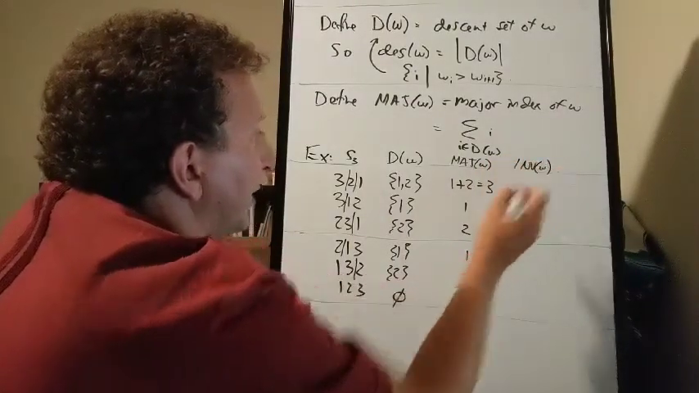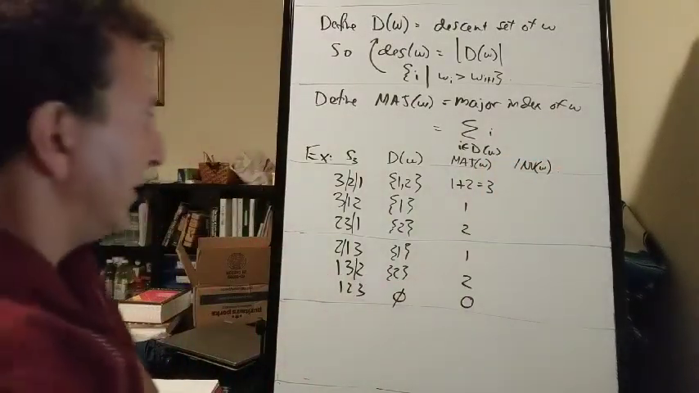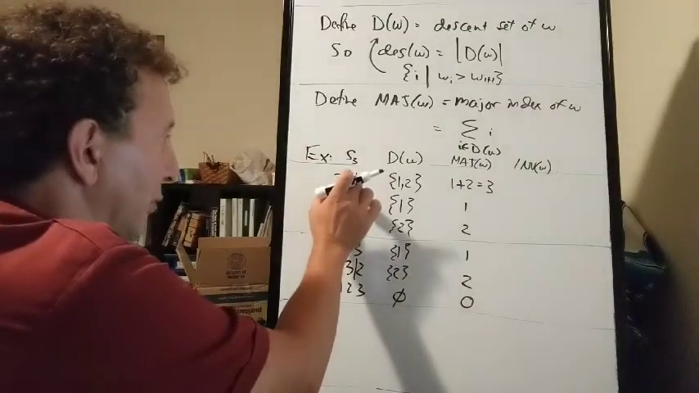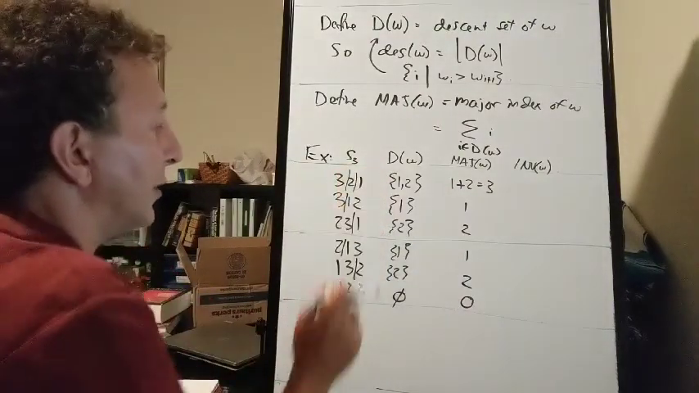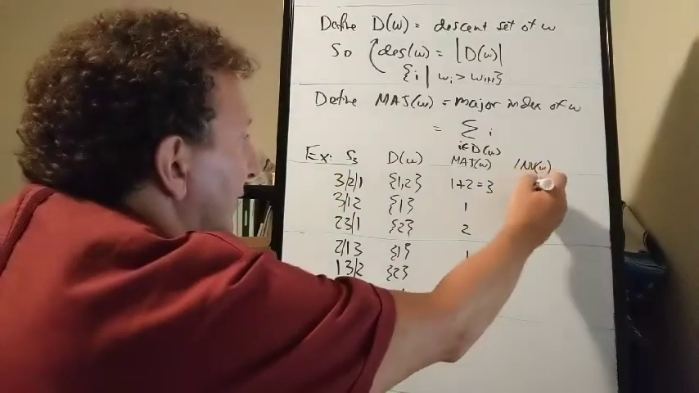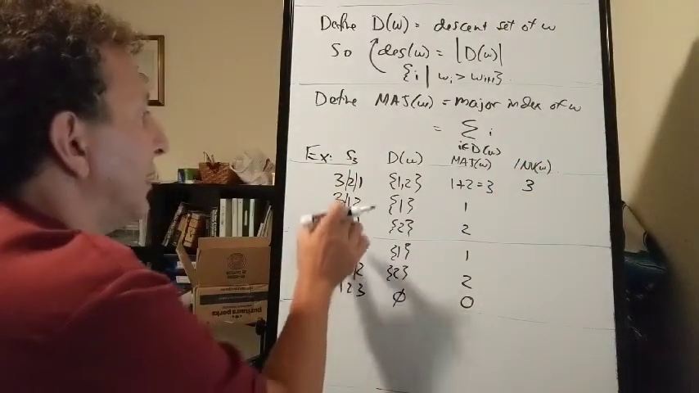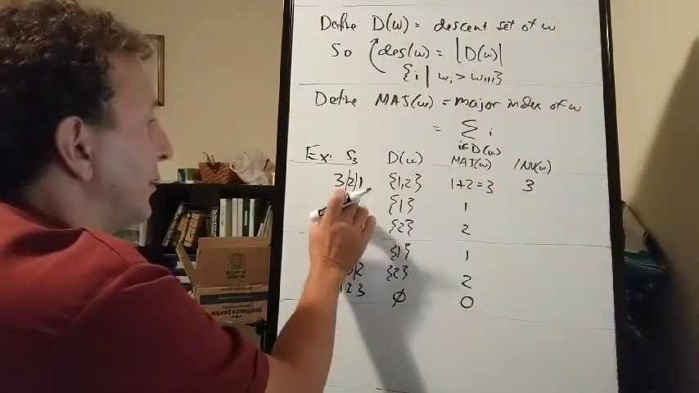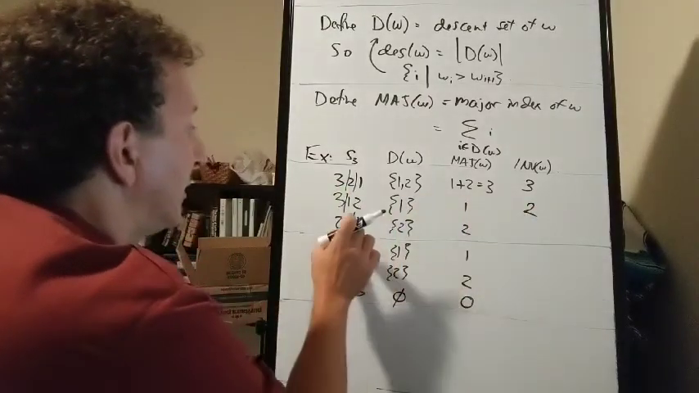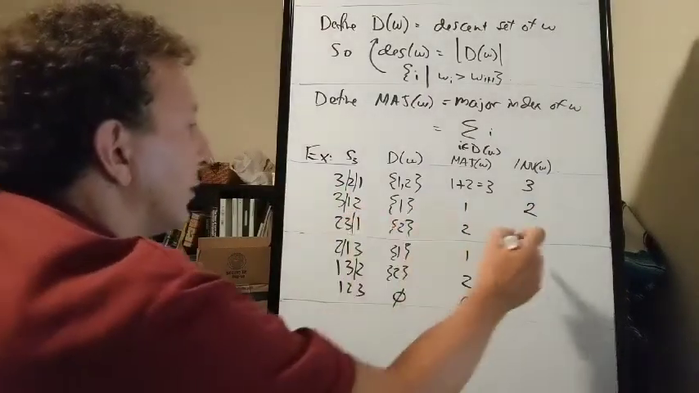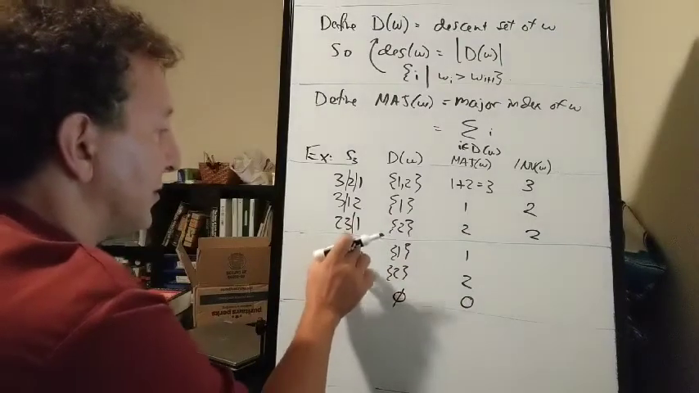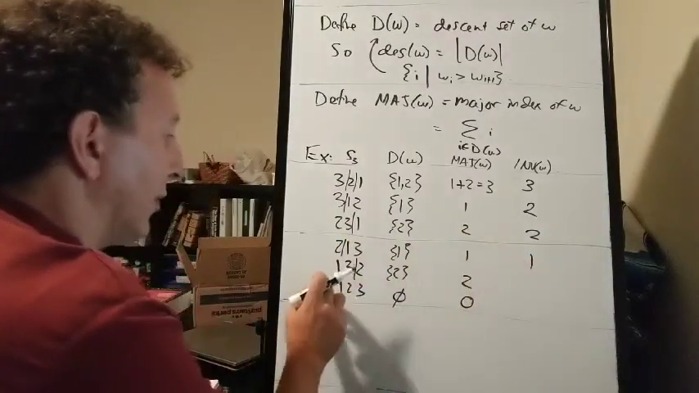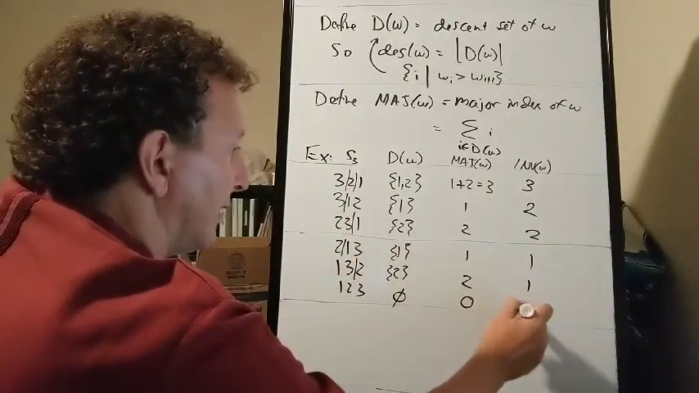And just for comparison's sake, let's put inversions here. So we have 3 inversions in 321, because 3,2, 3,1, and 2,1 are 3 inverted pairs. Here we have 2 inversions, 3,1 and 3,2. 2 inversions, 2,1 and 3,1. 1 inversion, just 2,1. 1 inversion, just 3,2. And then no inversions.